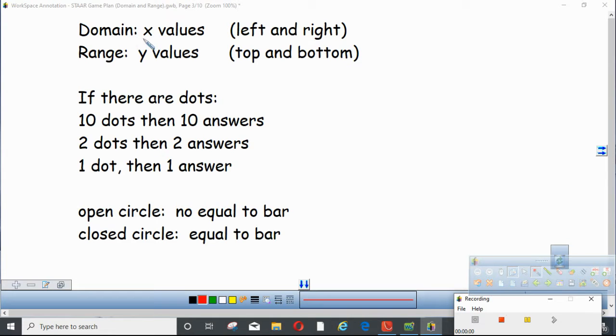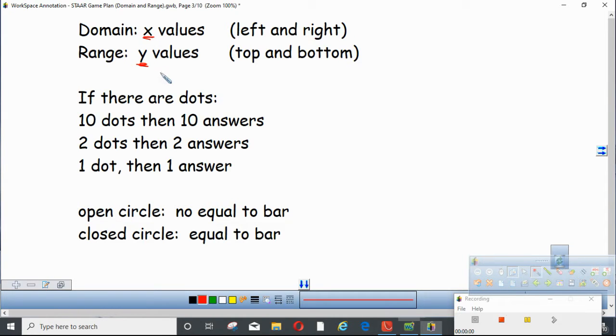And that is that the domain is your X values and the range is your Y values. So that is our big concept. I mean, it's not going to guarantee that you get everything, but it definitely puts us on the right path if you just at least know that one thing, that domain is X values and range is Y values.